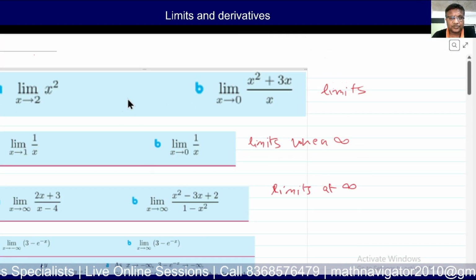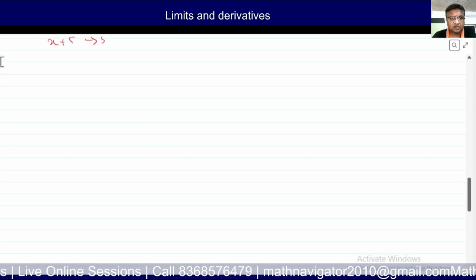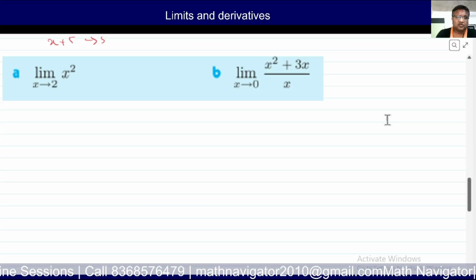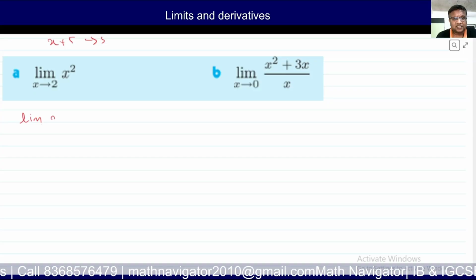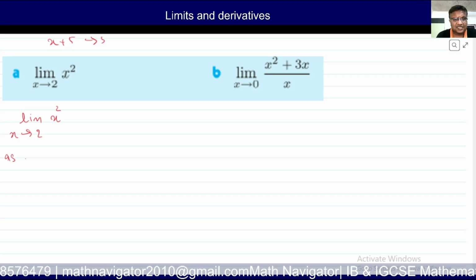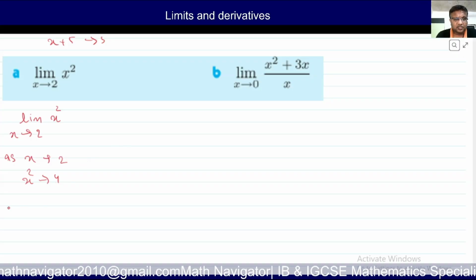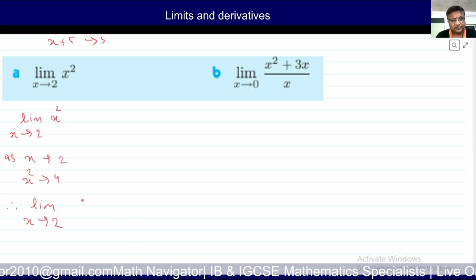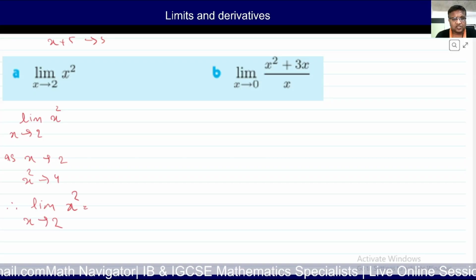So let's come to this. So let's talk about this. Limit of x squared, so as x tends to 2, x squared tends to 4. Therefore limit x tends to 2 of x squared is equal to 4.